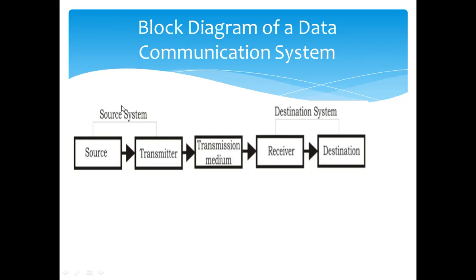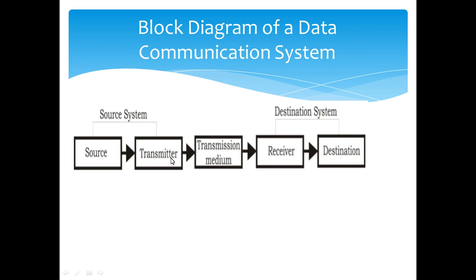The diagram you can see shows the components of the data communication system model. The first component, as you can see, is the source. As we said, a source is also what we call the sender, and the sender is responsible for initiating and generating the data to be transmitted. The second one is the transmitter.